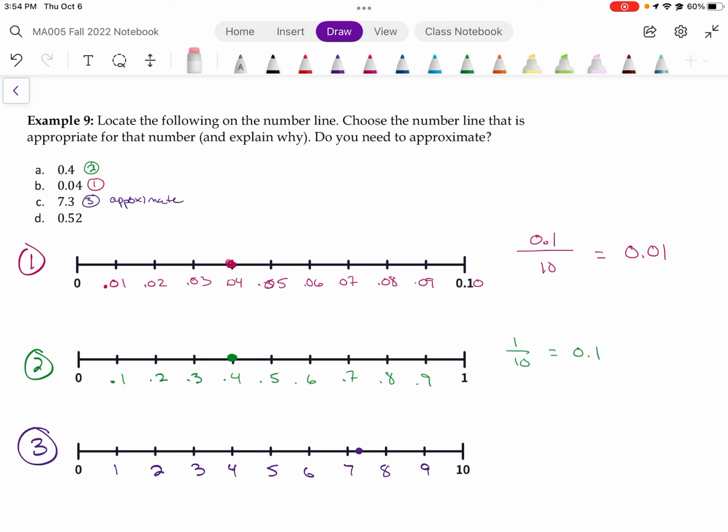All right, 0.52, where am I going to put that one? So take a look, see which one you decide it is. And I think it's going to be the second one, because 0.52 would be about right there. Okay, it's between 0.5 and 0.6, and it's less than halfway. So again, we're going to have to approximate.